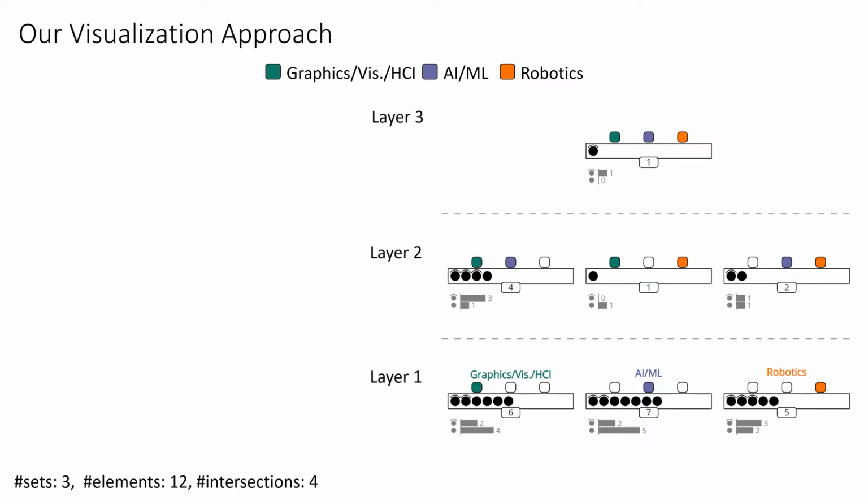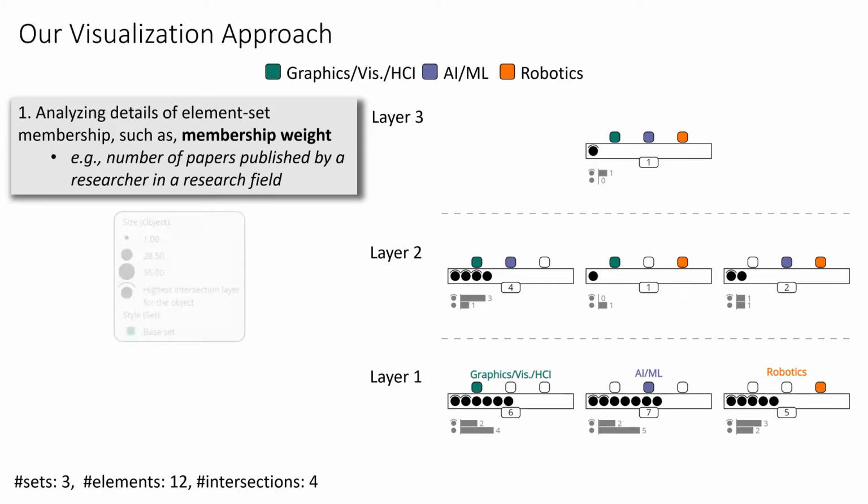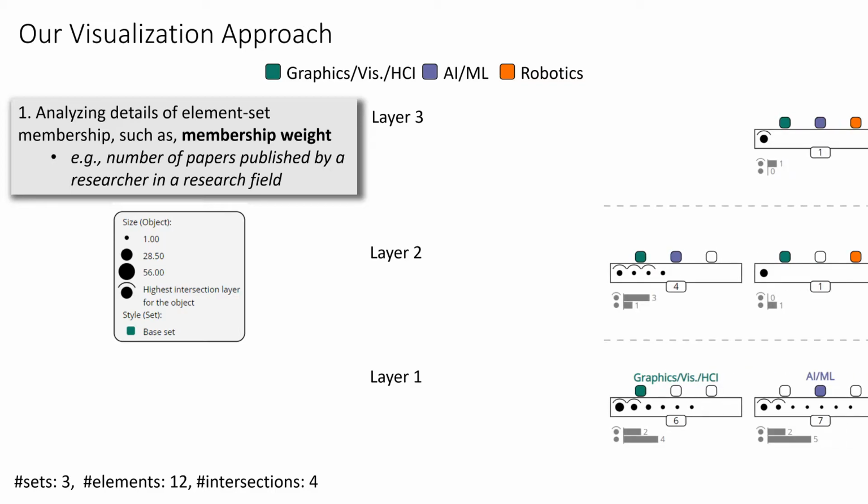Next, we are ready to address the first challenge in set visualization, analyzing details of element set membership such as membership weight. Since, in our approach, we represent each individual element in a separate region, it becomes easier to encode membership weights of each element. We encode the number of papers published by a researcher through the size of the corresponding circle. Hence, we get an updated visualization with different circle sizes.